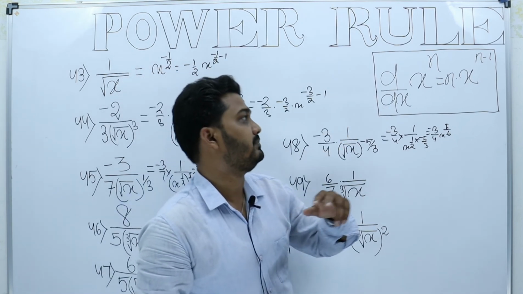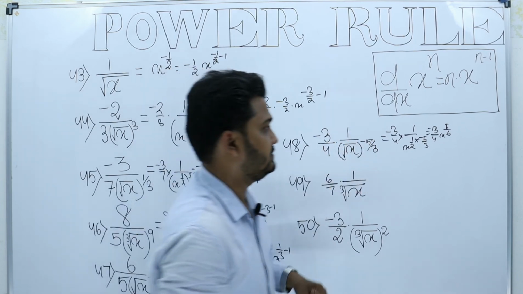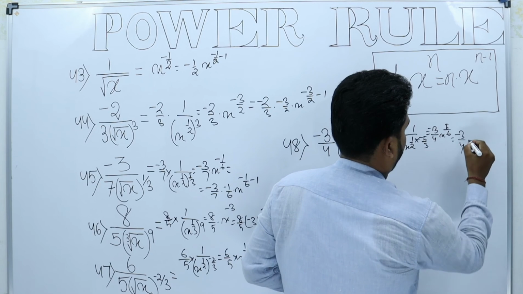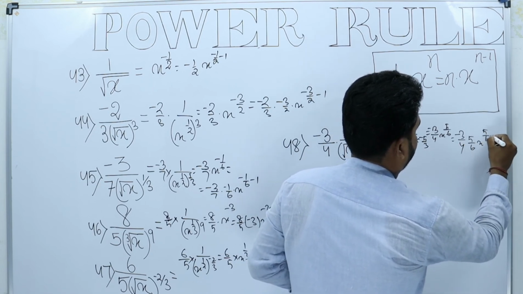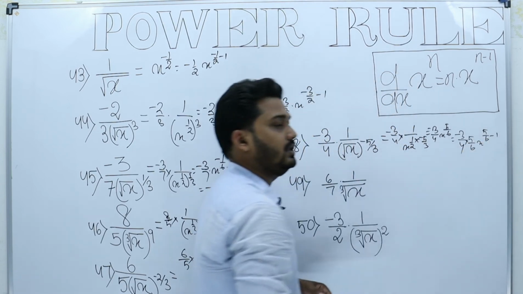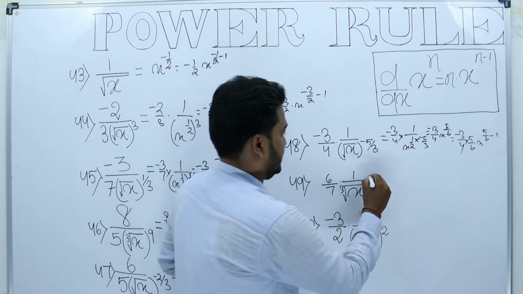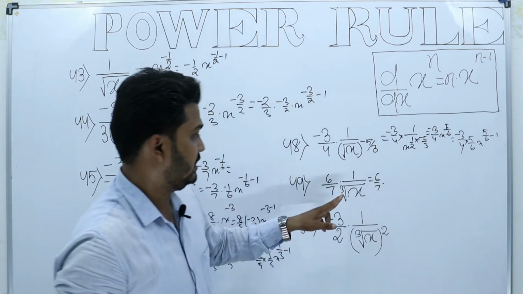We will apply the formula nx^(n-1), 5 by 6 x to the power 5 by 6 minus 1. So it is your minus 3 by 4, 5 by 6, x to the power 5 by 6 minus 1. That can be solved in the next step. Now here the constant is 6 by 7. I am writing, and 1 by root cube x.